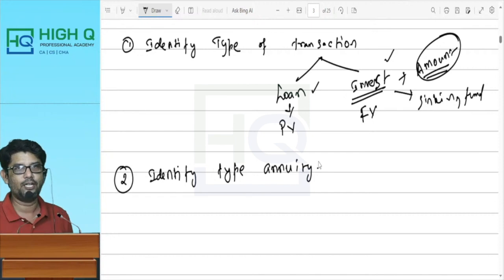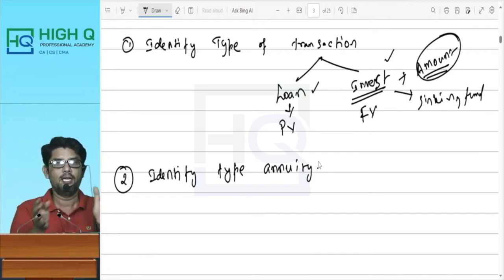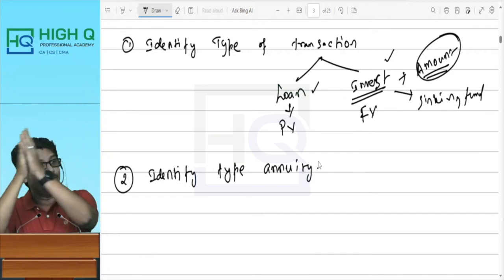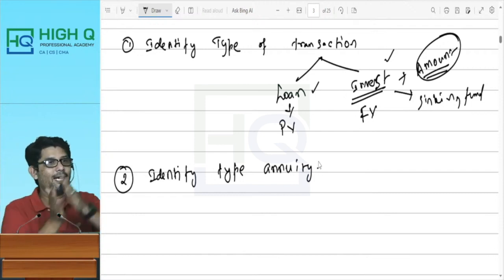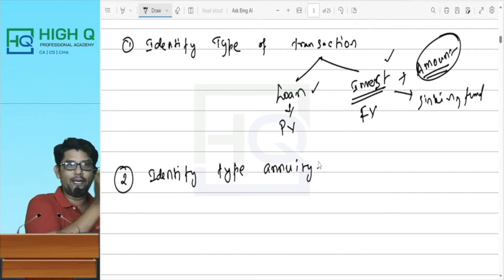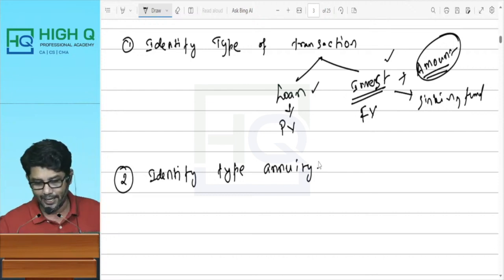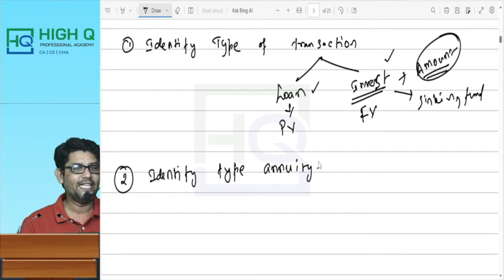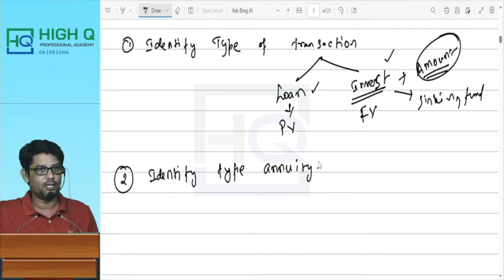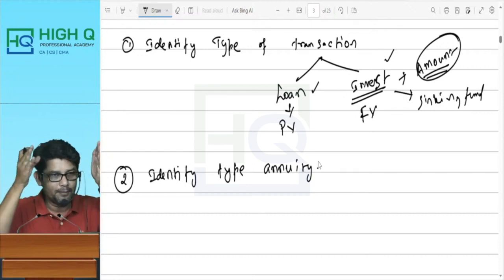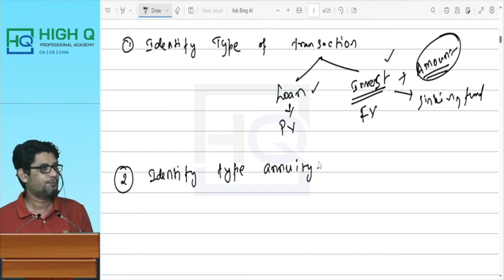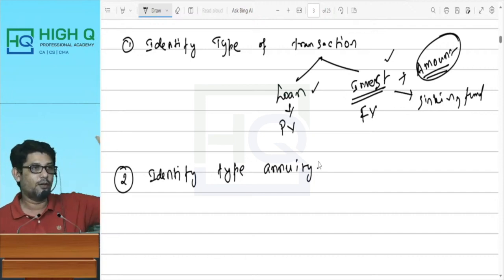For example, rent of the premises. Some people pay at the end of every month. Some people pay at the beginning of every month. So that is beginning of the period, end of the period. Sir, how will we identify whether the question is based on beginning of the period or end of the period? I will tell you, my dear, it will be mentioned in the question only. Sir, if it is not mentioned, then we should go with end of the period.